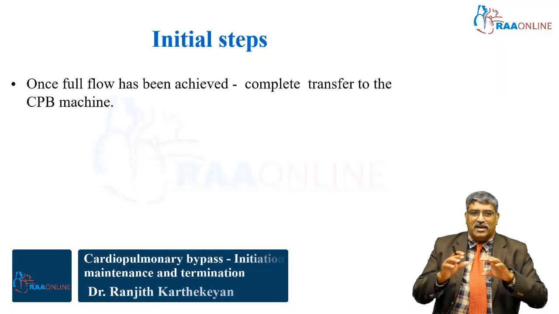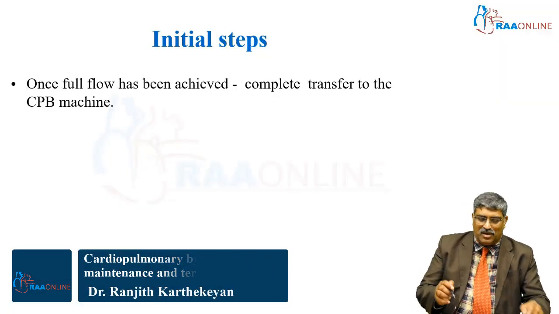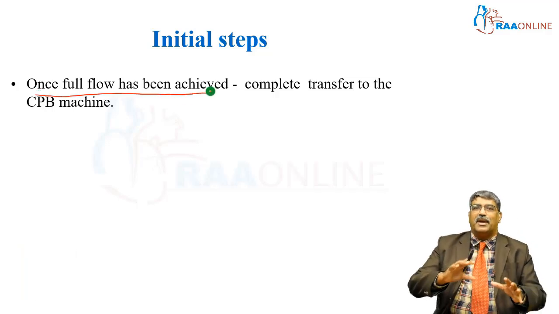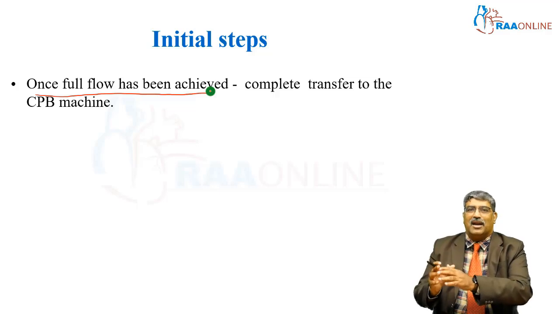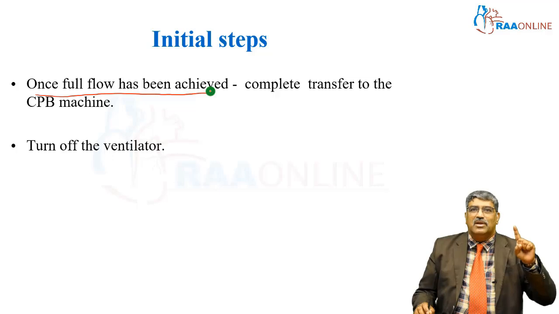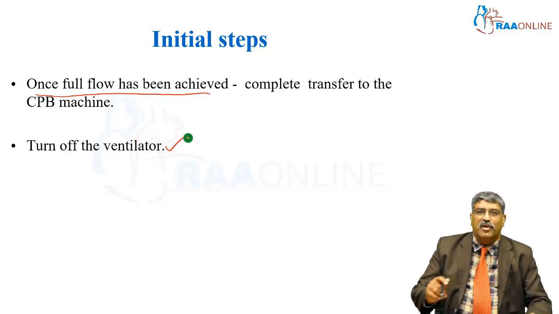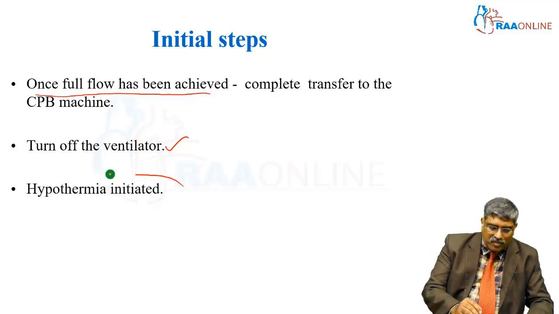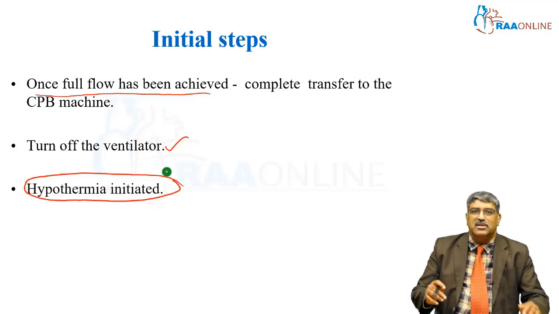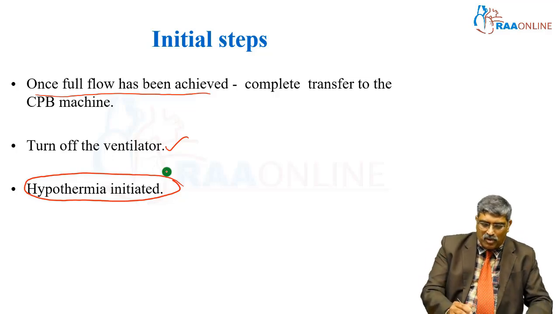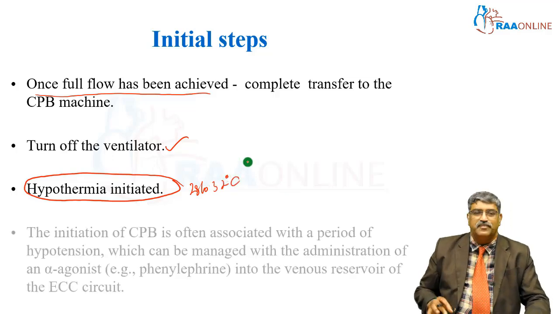Now coming to the initial steps. Once full flow is achieved, you are going to completely transfer the heart and lung to the extracorporeal circulation. You turn off the ventilator. No more ventilation is required because the lung is bypassed. Hypothermia is initiated. Depending upon the surgery, you decide on the temperature required. Usually you go up to 28 to 32 degrees Celsius.